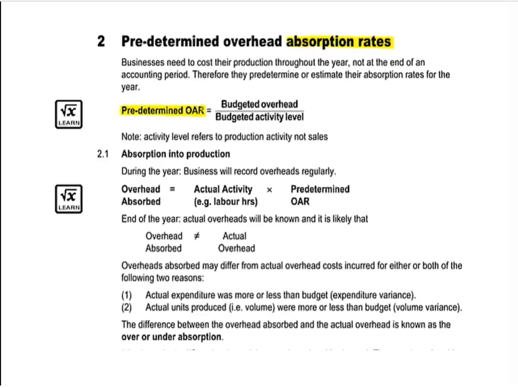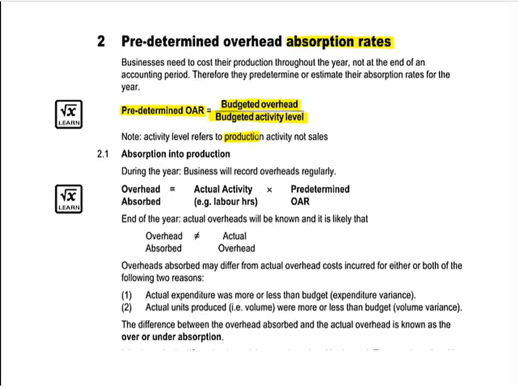Now, this is the formula that we've seen before. We're looking at the overhead cost divided by the activity. The difference here is that we are now saying that this needs to be budgeted overheads and budgeted activity. And by activity, we're referring to the number of units that we're going to produce, because that's what we're going to share the overheads over. So that's the bit that we've seen before.